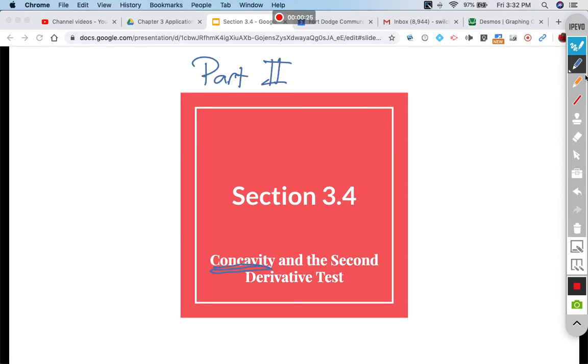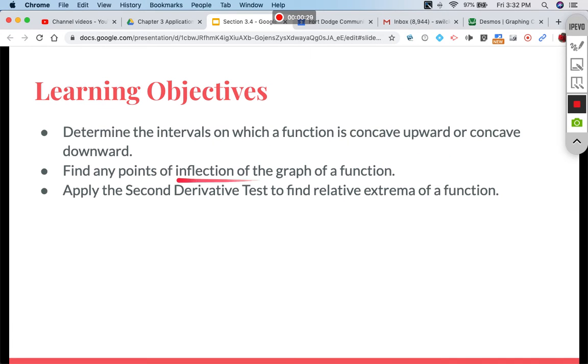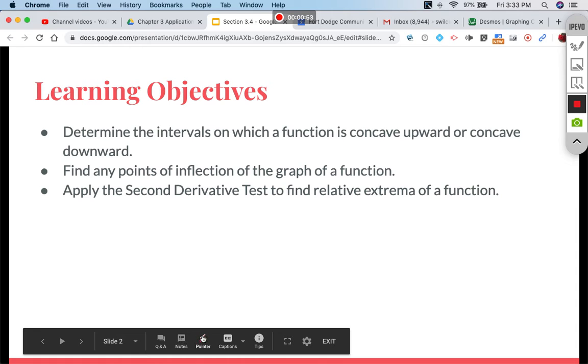In part 2, I'm going to start talking about points of inflection and looking at what the actual second derivative test is. Although we used the second derivative, it wasn't the second derivative test. Kind of like the first derivative test came after we used the first derivative to find increasing and decreasing. Okay, so let's pick up where we left off.